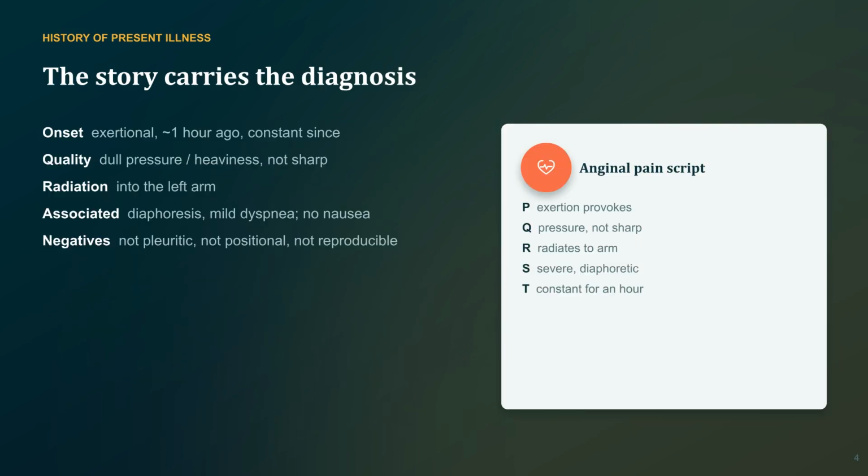The patient's story is key to his diagnosis. His pain is exertional, constant, and dull rather than sharp. It radiates to his left arm and is associated with diaphoresis. Critically, the pain is not pleuritic, positional, or reproducible by chest wall pressure, which helps us focus on potential ischemic causes.